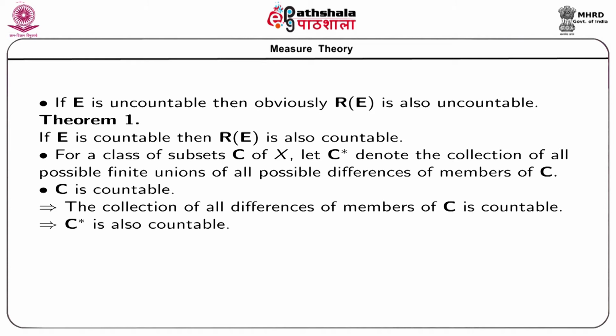Now, see that we are taking finite unions of all possible differences. Now, we know that if a set is countable, then the collection of all finite sequences formed by the elements of that set is also countable. And if we use this fact, then it now follows that C star is also countable.